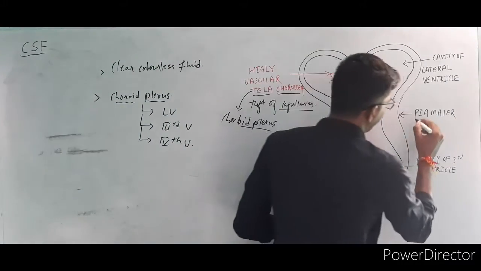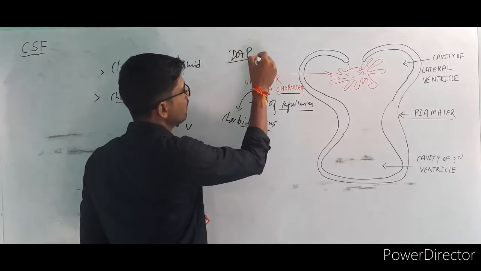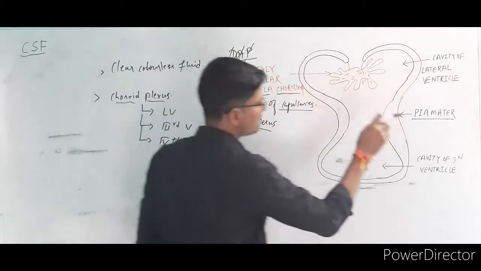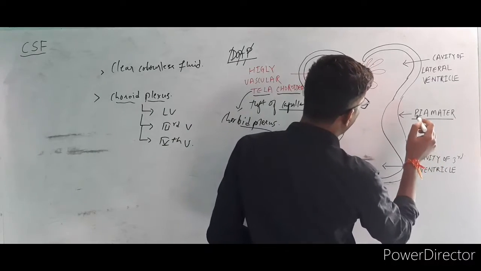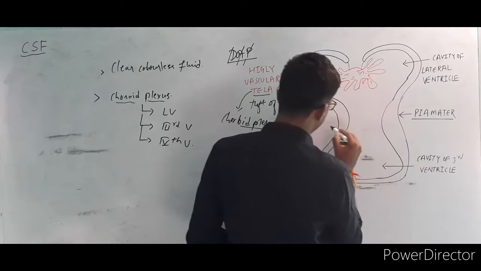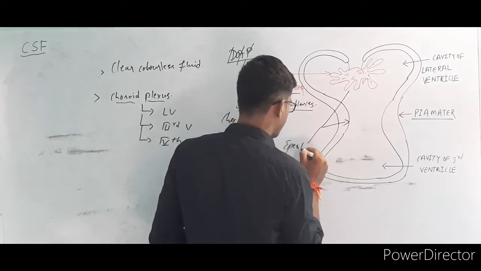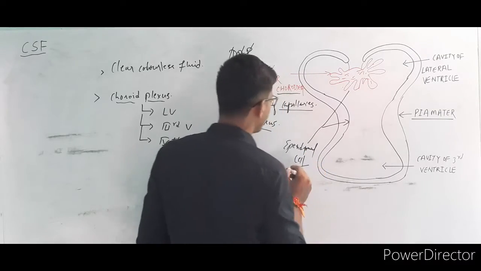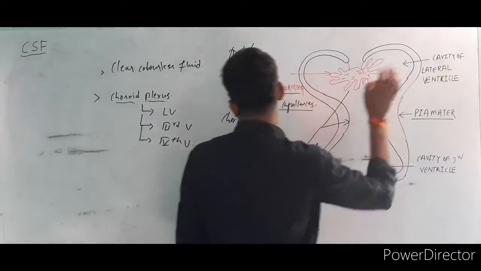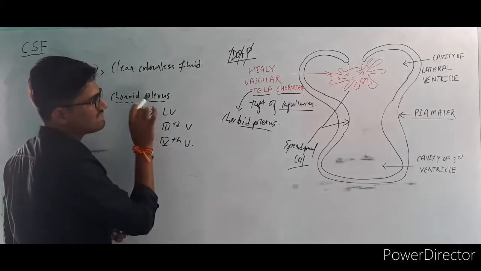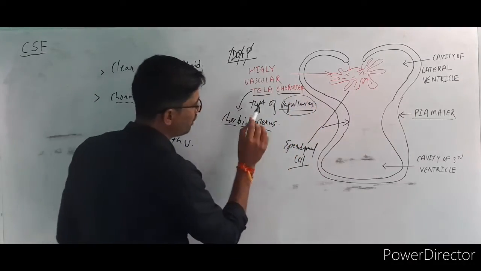And this is the pia mater. You know the three layers: dura mater, arachnoid and pia mater. So here is the pia mater, right? And this tela choroidea is this layer, and here are the ependymal cells. So it's enclosed by ependymal cells, and this is the cavity of the third ventricle, and here is the cavity of the lateral ventricle. So what you have to remember is that the tela choroidea is a tuft of capillaries, which in turn gives the choroid plexus, right?